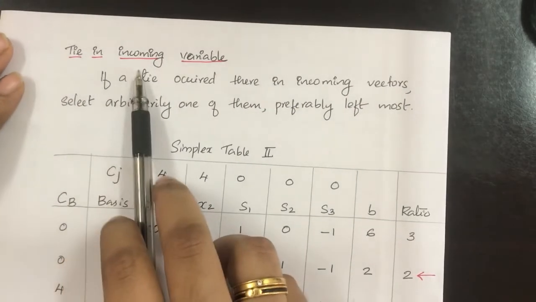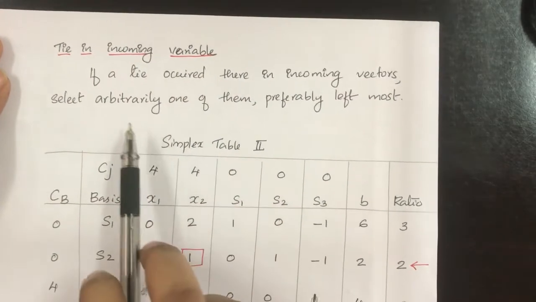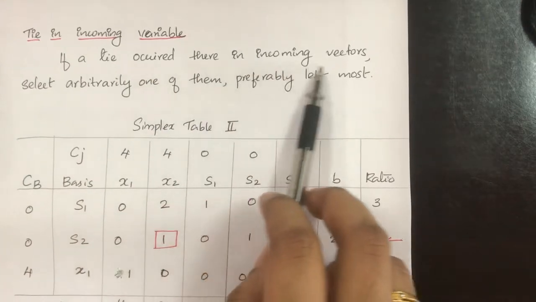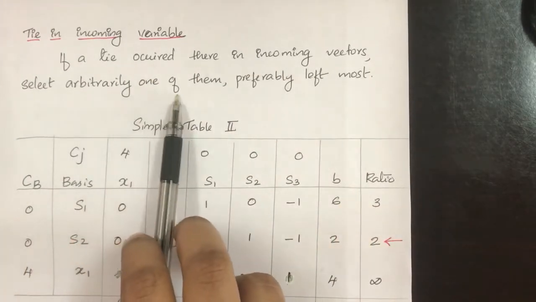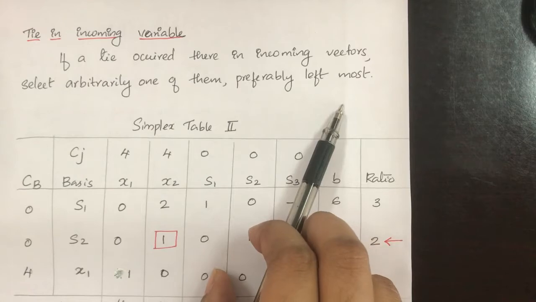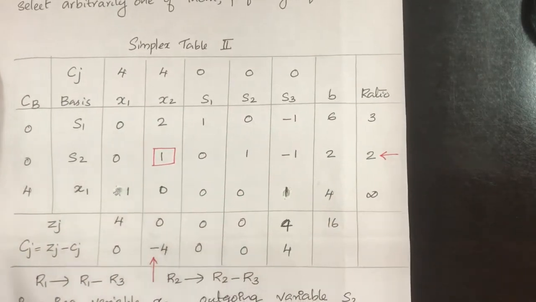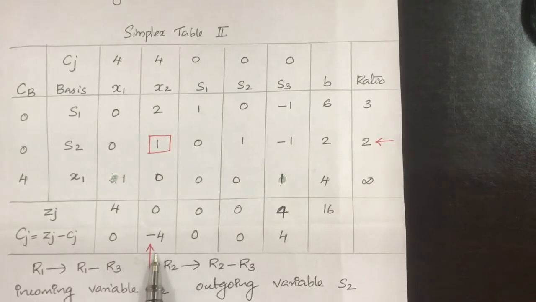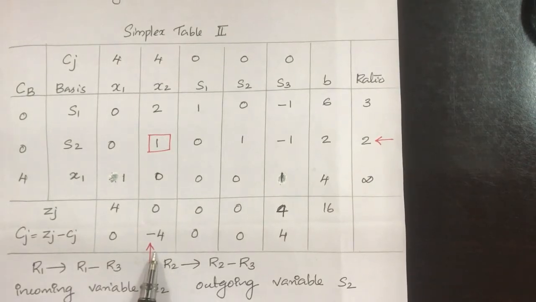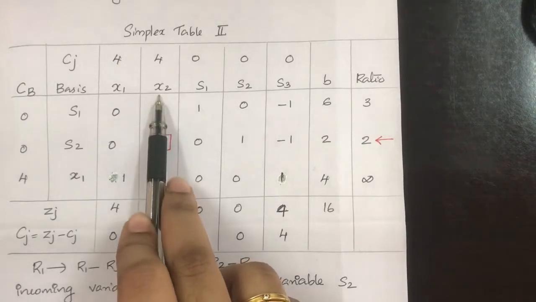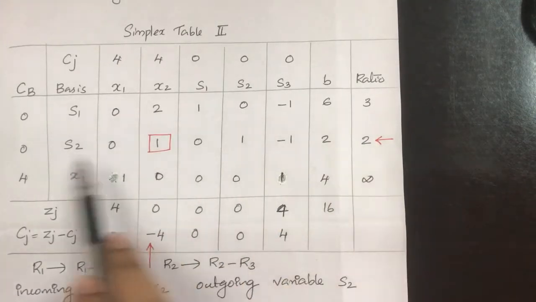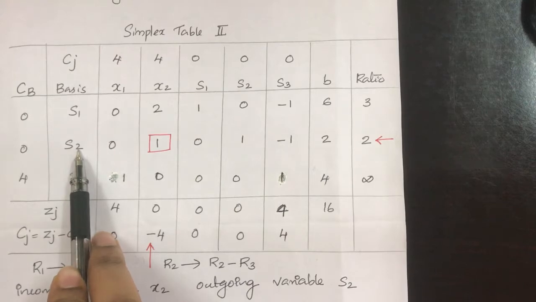Whenever a tie occurs in the incoming vector, select arbitrarily one of them, preferably the leftmost one. So we will do the second table from the first table. Here also it is not optimal, there is a negative number in the Zj minus Cj row. So x2 is the incoming variable and S2 is the outgoing variable.